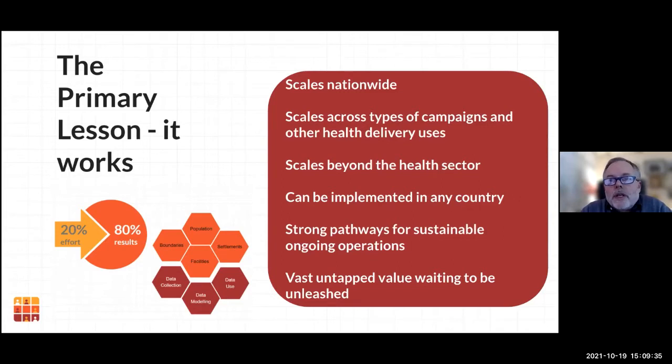And it works in any country. We've had success. The depth of the success does vary, but we've worked successfully with Somalia, South Sudan. So far, we have not found a place where it's impossible to work. And we found really strong pathways for sustainable ongoing operations, the most difficult thing for us to aim for. And the Honorable Minister from Nigeria will be telling us some information about that. So there's a huge amount of untapped value just waiting to be unleashed by fully scaling up these insights about leveraging core spatial data for health delivery. Thank you.